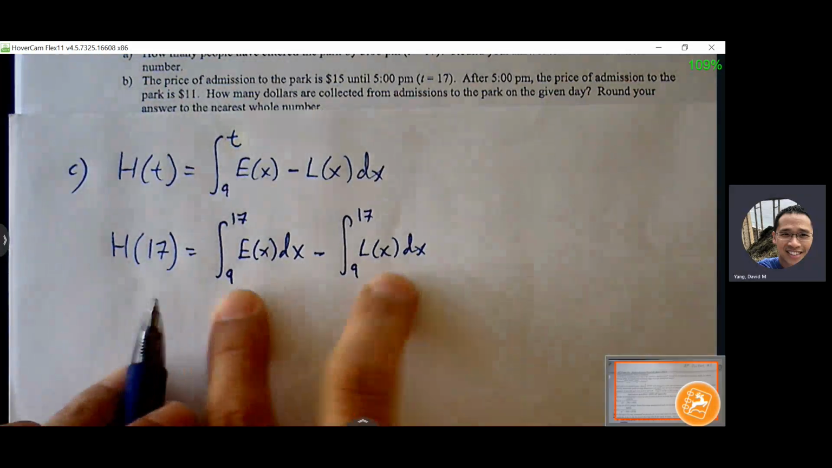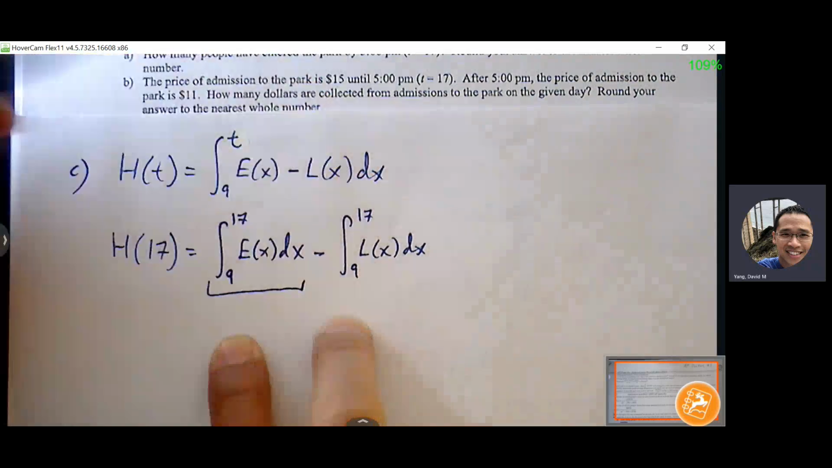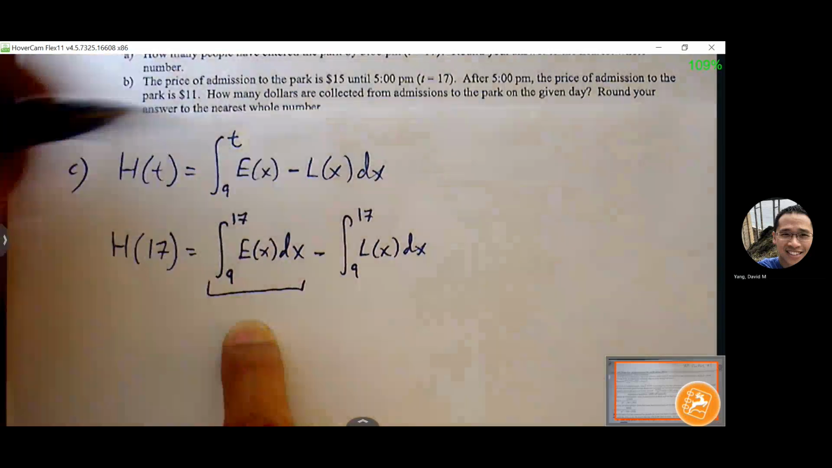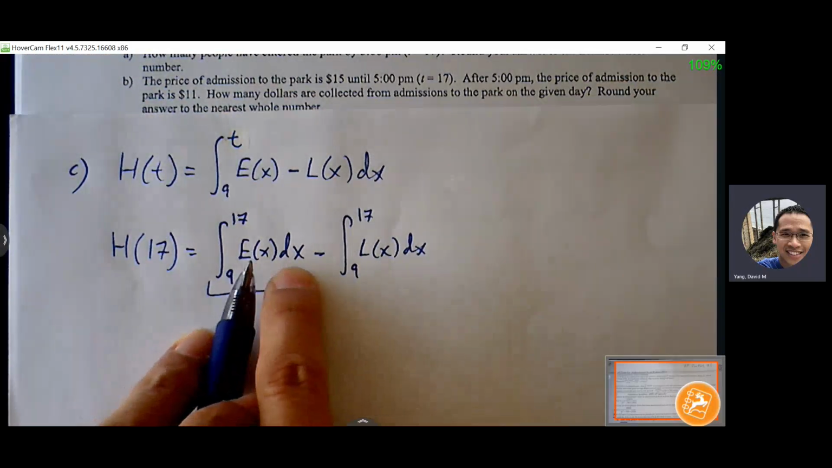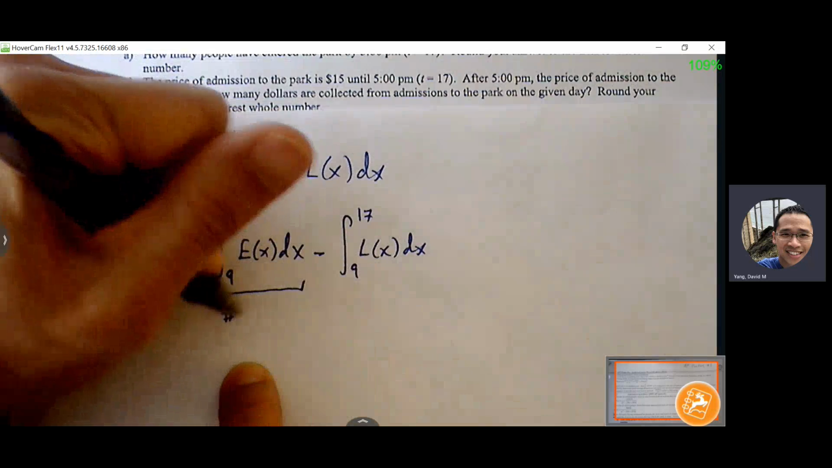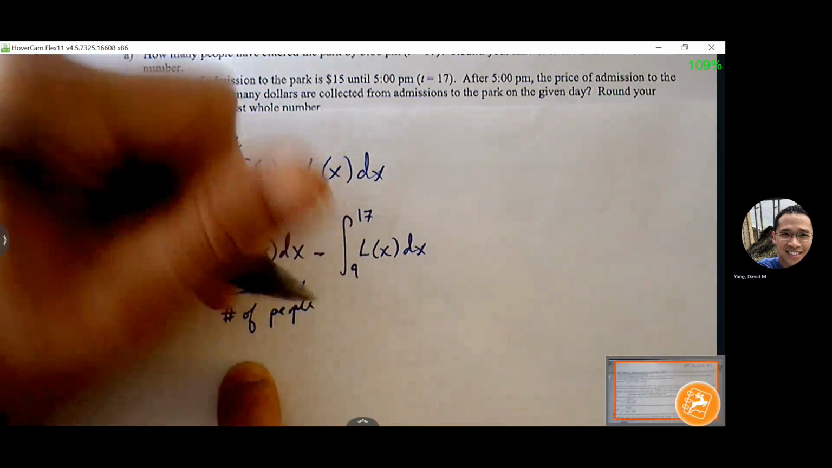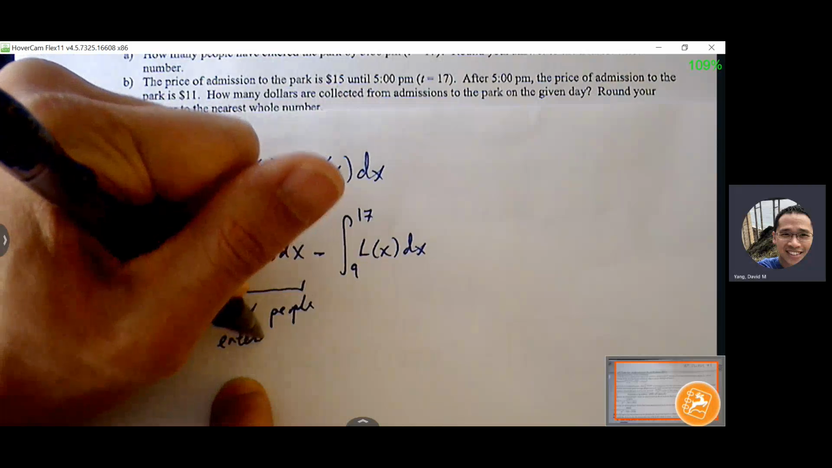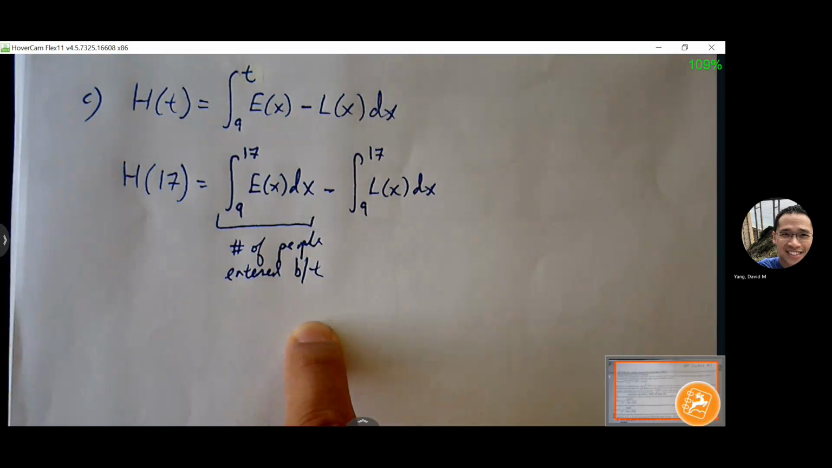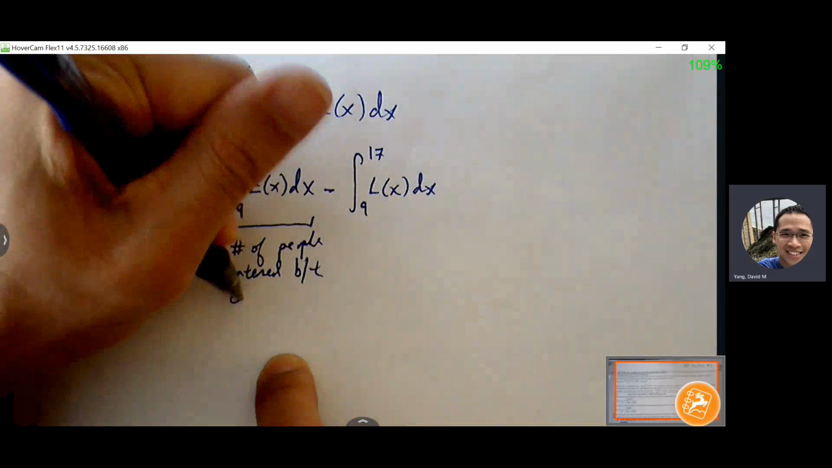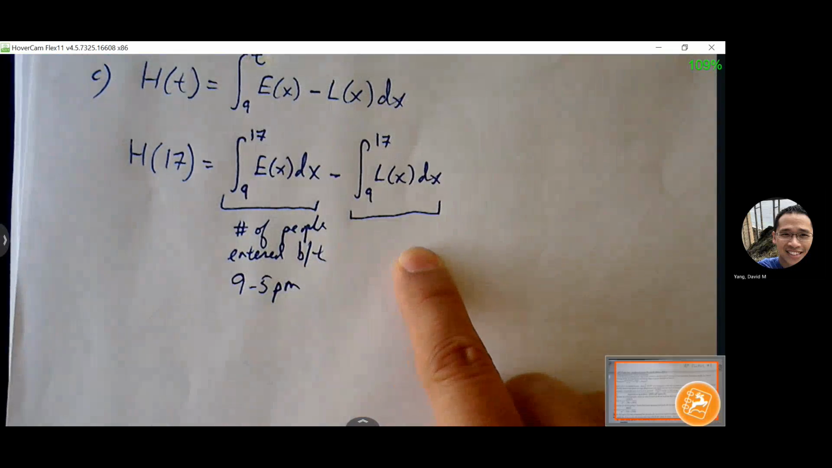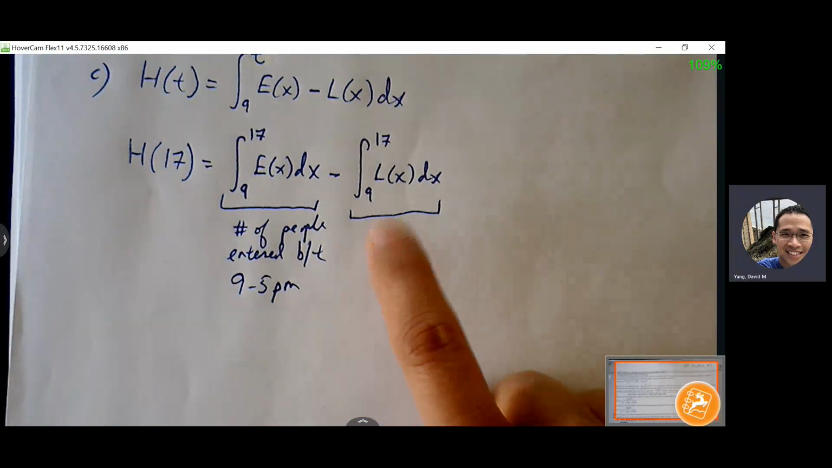So let's break this apart, right? What does this notation mean? Well, E of x is people per hour, but if we accumulate that rate, this will actually be what? Yeah, that's right. Number of people who've entered between what? Yeah, 9 and 5 p.m., right? So what do you think this represents? Number of people who've left the park, yeah.